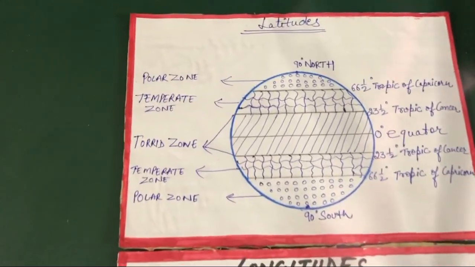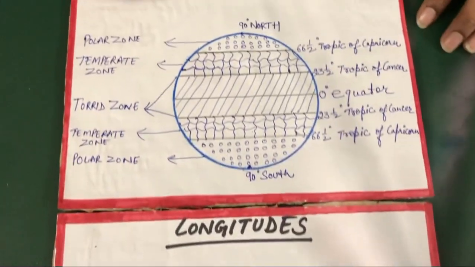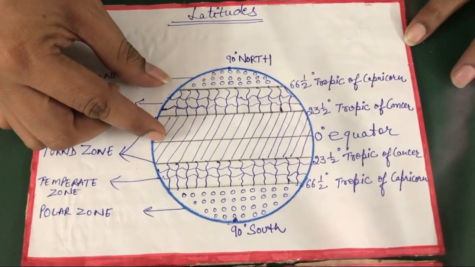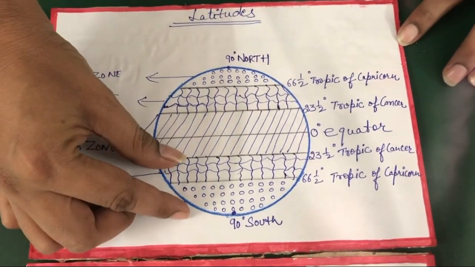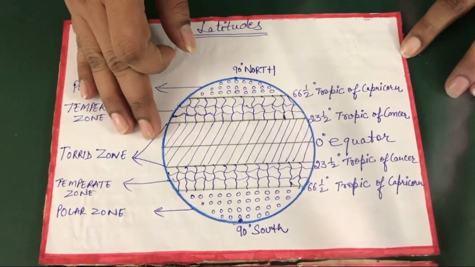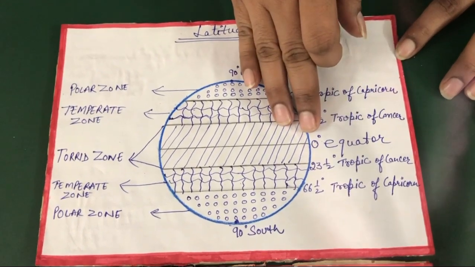Next, the most important thing to read a map is latitudes and longitudes. First thing is latitudes. There are a total of 180 latitudes, 90 in the northern hemisphere and 90 in the southern hemisphere. And the line which divides the whole world into 2 equal parts is the equator, which falls at 0 degree.